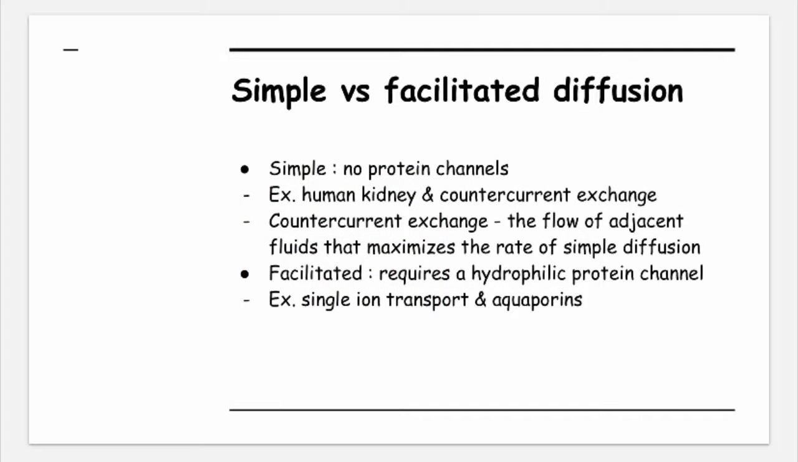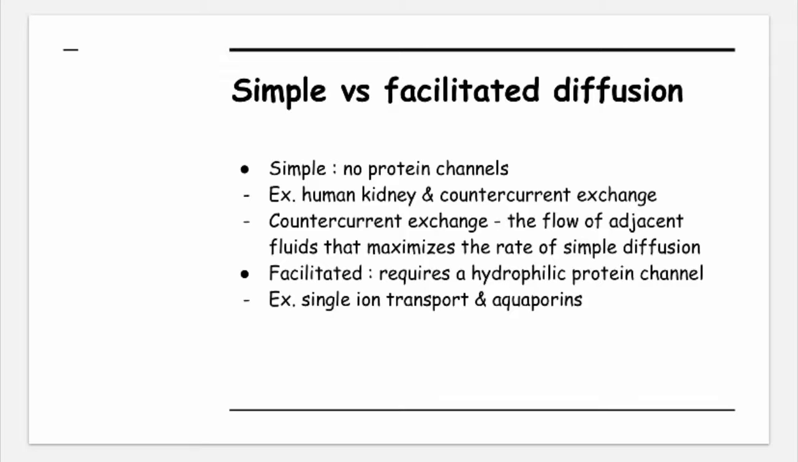So let's talk about simple versus facilitated diffusion. As we talked about in the previous slide, simple diffusion does not use protein channels, and a couple of examples are in the kidneys and countercurrent exchange. There's a part in the kidney called the glomerulus, and that's where solutes dissolve into the blood and they diffuse into the Bowman's capsule of the nephron. And this shows simple diffusion because it goes from a high concentration to a low concentration.